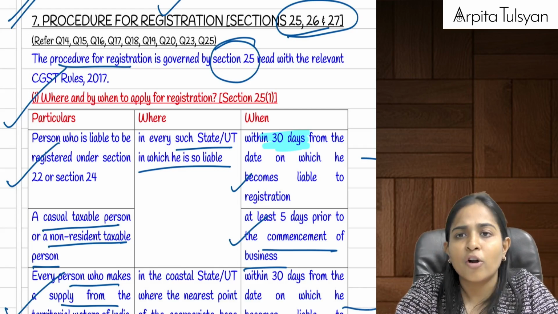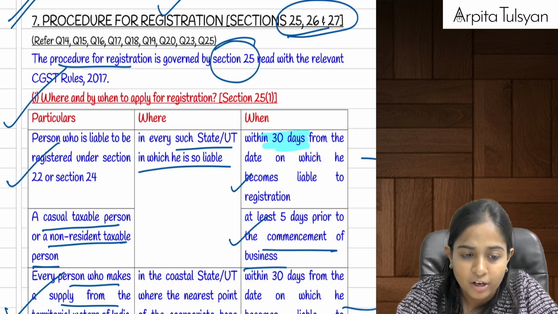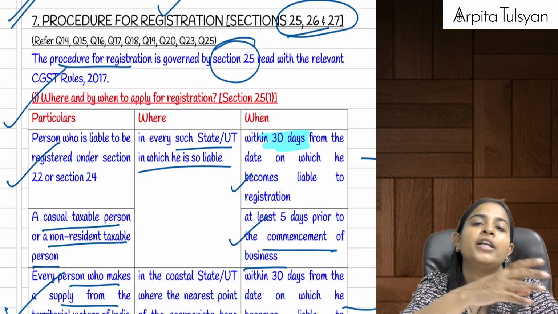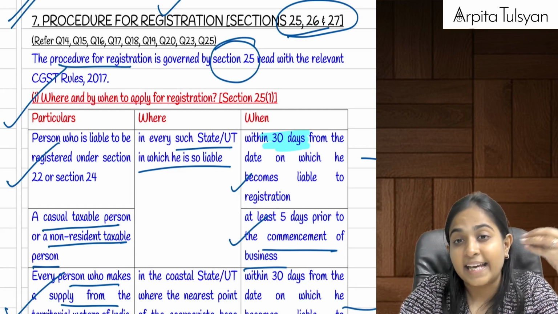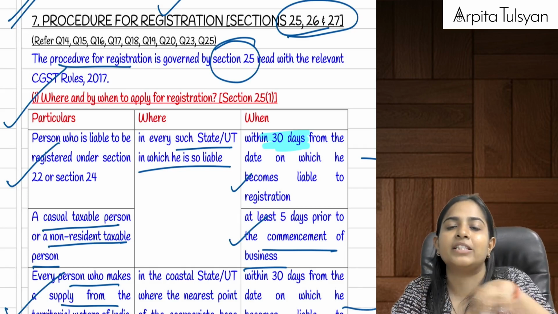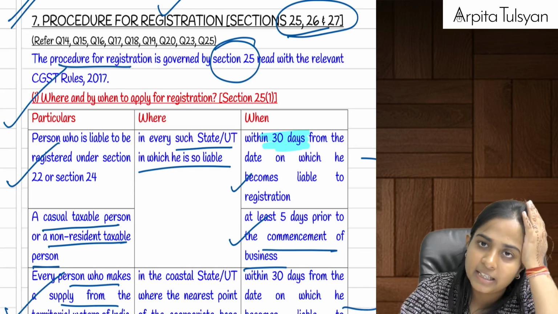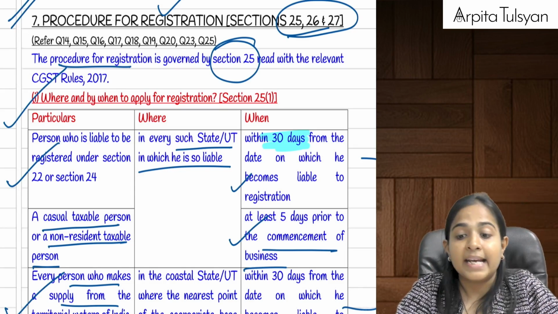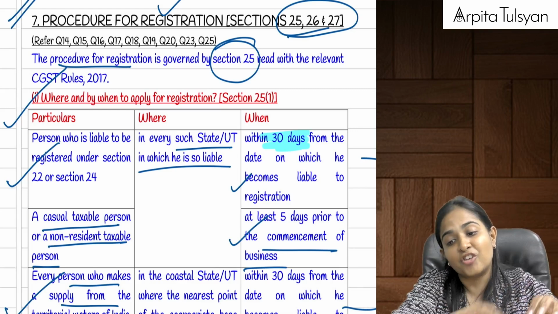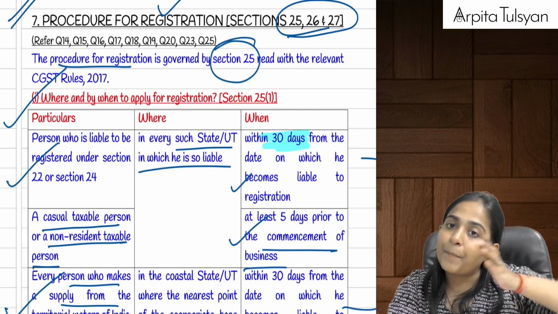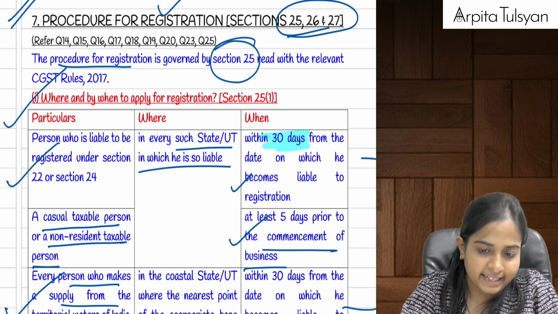So registration normally has to be applied within a time period of 30 days from the date when we become liable for registration in every such state or union territory from where we are providing taxable supply. If we are providing any services in territorial waters, then whatever is the nearest baseline in that particular state, we have to apply for the registration, again within 30 days. But if you are a CTP or a NRTP, then you have to apply for registration at least 5 days prior to the commencement of business. This was a different procedure that they had given.